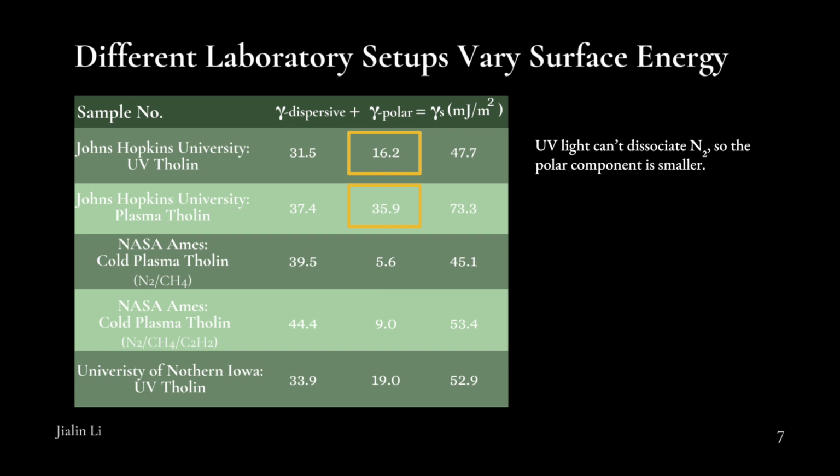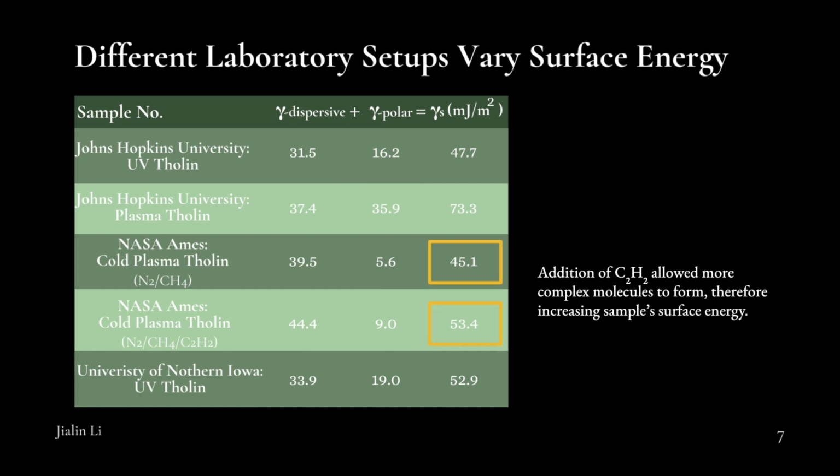Although UV light cannot directly dissociate nitrogen, there are other ways to incorporate it, so that's why there is still a polar component to the UV Tholin sample. For our 2 cold plasma Tholin samples from NASA Ames, their exposure time to the energy source is much shorter than our Johns Hopkins University sample. Such a short exposure time can cease the formation of more complex molecules. So acetylene is added to one of the samples as a precursor, so even in such a short exposure time, complex molecules can still form.